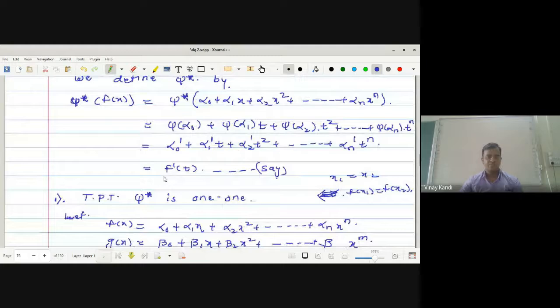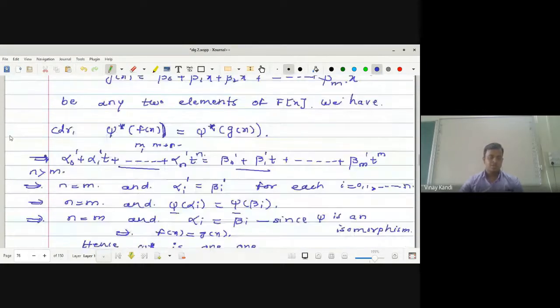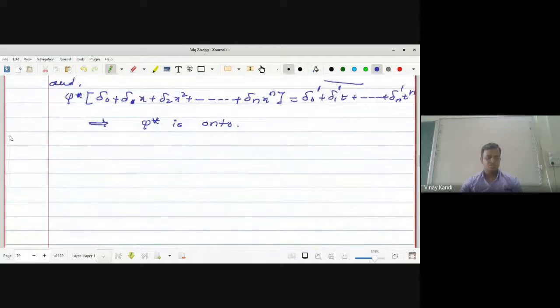Because here f and f dash are fields. Okay, now in step number third and fourth, we have to prove the homomorphism condition. So in step number third, we have to prove that psi star preserves addition.